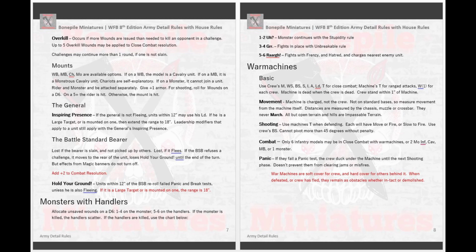And then it also reads that when war machines are defeated or the crew has fled, they remain as obstacles whether intact or demolished. So what that means is that war machines are large bulks of metal and wood, and simply just don't disappear when destroyed. They remain on the field. Just remove the crew and leave the machine. They stay on the field as obstacles. So now we're going to move on to the next page, where we will cover rules about specific war machines.